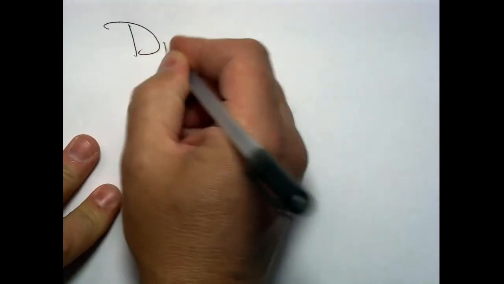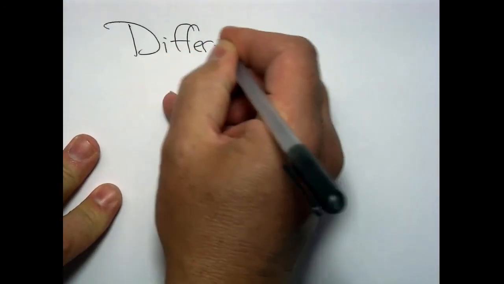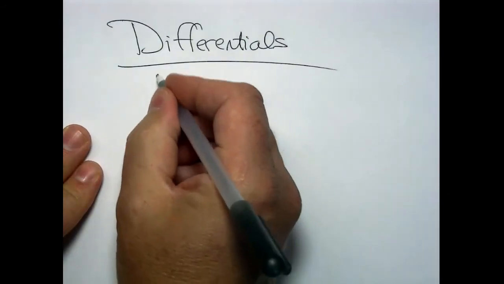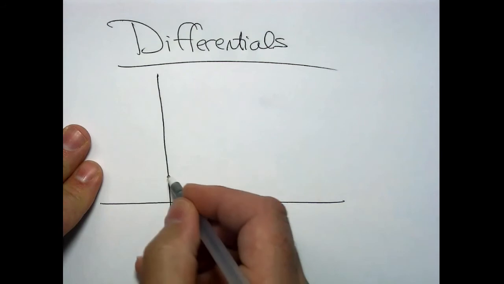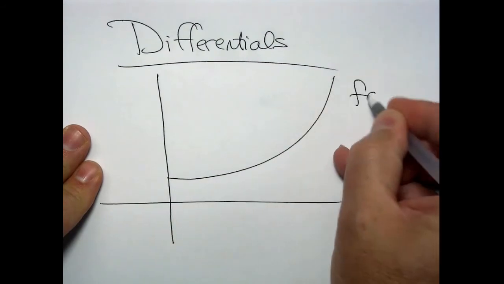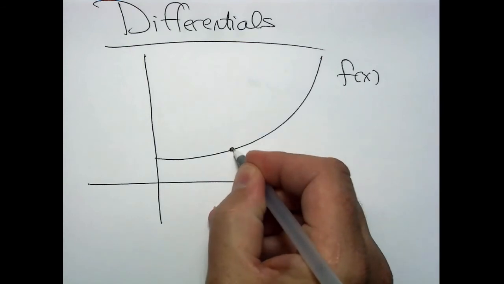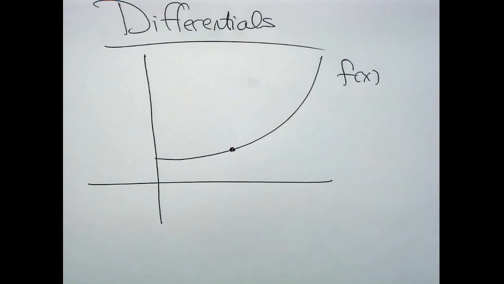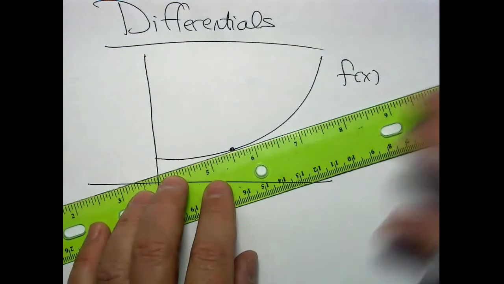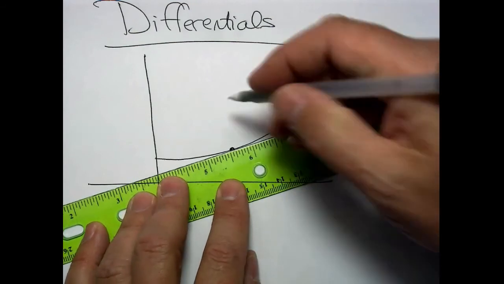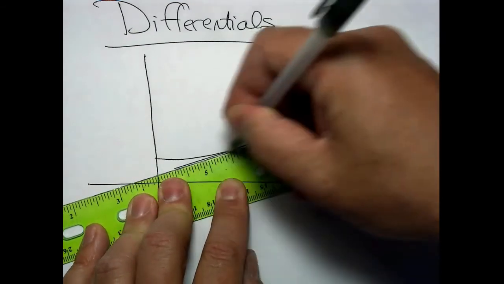What is a differential? Now, if we draw a curve, f of x, and we place a point right here, and we'll call that the point of tangency. You know, we'll draw a nice tangent line up against that. We balance it up as well as we can.